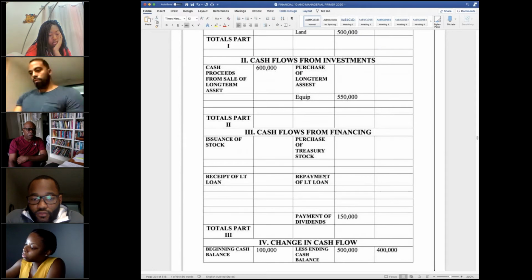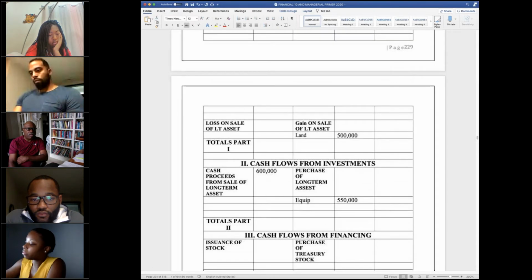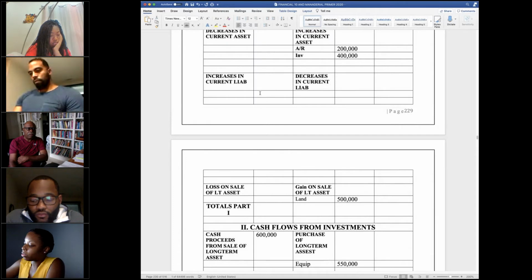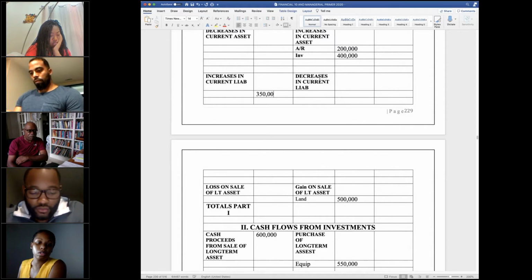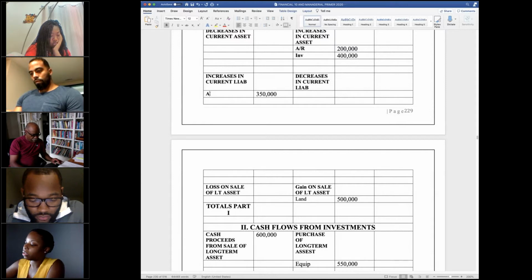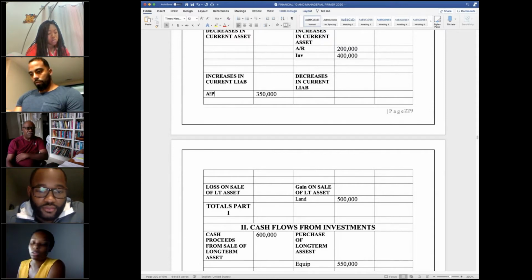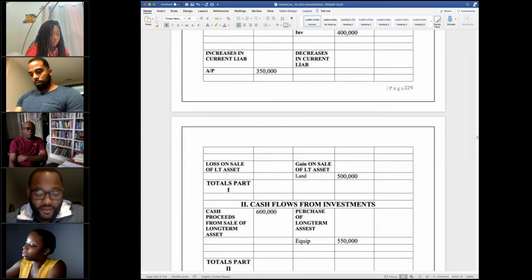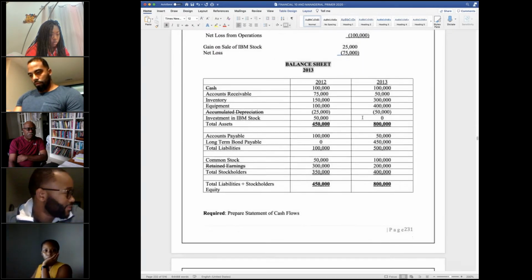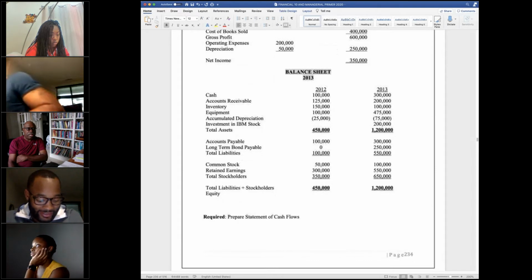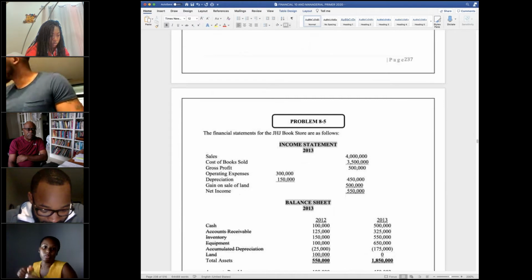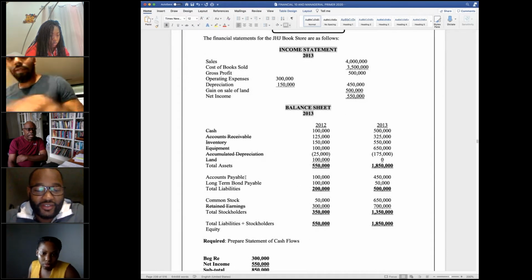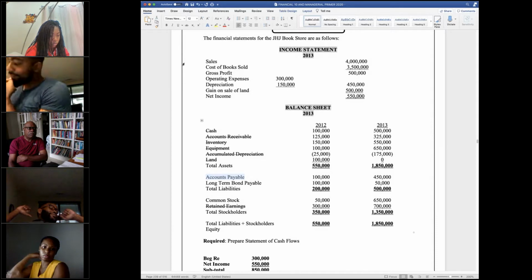So we're now going to go up here, part 1, an increase in current liabilities. We're going to put the 350 here. And that's because the accounts payable went up. Any questions? Okay, so we go back to our problem, and we're just looking at each account. And now we've got our accounts payable done. Strike it.